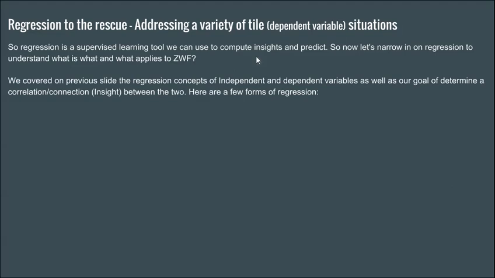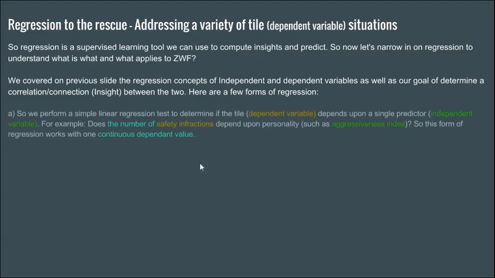Okay? So, for example, does the number of safety infractions depend upon the personality, such as an aggressive index of that person? Again, this is an example. Linear regression is an example of regression that works with one continuous dependent variable only. Okay? That's a very key thing to take away. So the tile has to be a continuous value. Okay? Let's move on to the next one.